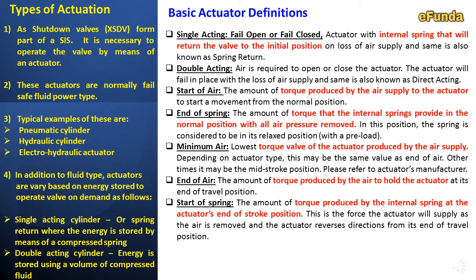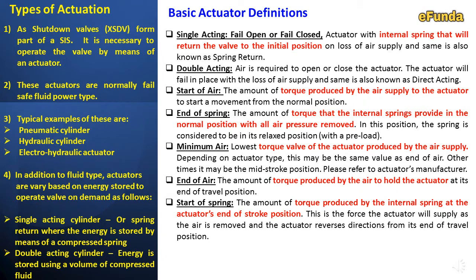Start of air: the amount of torque produced by the air supply to the actuator to start movement from the normal position. End of spring: the amount of torque that the internal spring provides at the normal position with all air pressure removed. In this position, the spring is considered to be in its relaxed position, that is, with a preload. Minimum air is the lowest torque value of an actuator produced by the air supply.